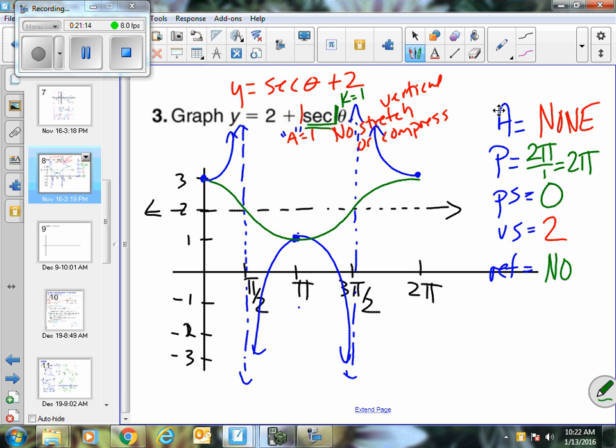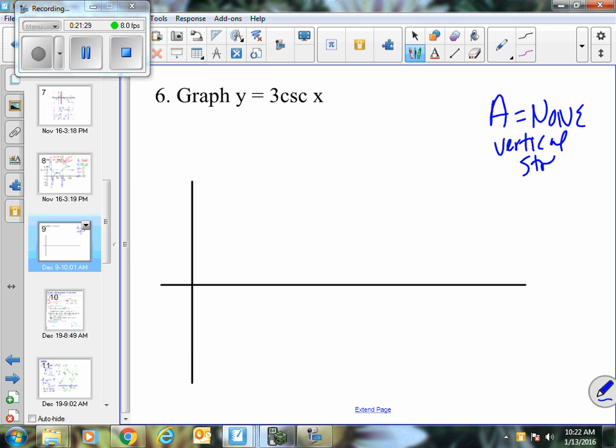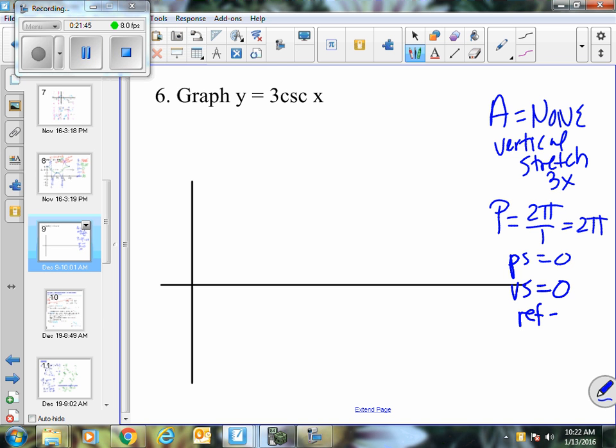So if that's easier for you to think about, it's a great way to visually think about what that looks like. Okay, our last one here, so we can get this sorted out. So we have amplitude. That technical answer is none, but we have a vertical stretch of 3 times as tall, because of the 3 out front. The period is 2 pi divided by k. Well, k is 1, so it's 2 pi again. Phase shift is 0. Vertical shift is 0. We don't have any add or subtract at the end, and it's not reflected, so that's a no.